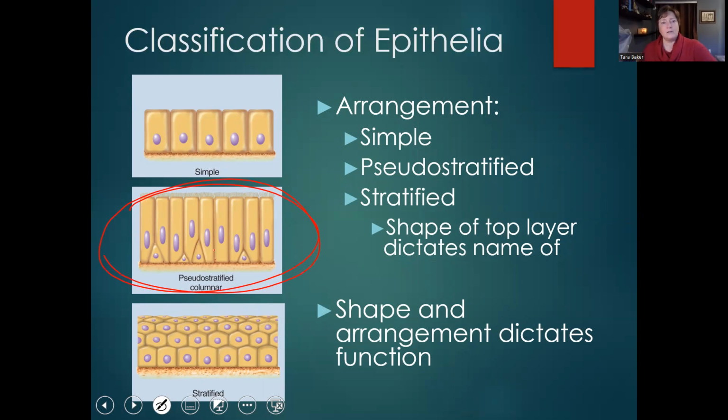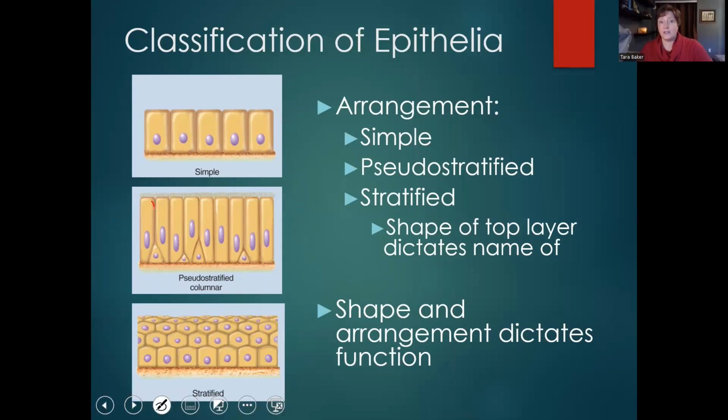Every cell here, every columnar cell is attached to the basement membrane. Some of the cells don't look columnar, but they don't stretch all the way up. So it looks like with pseudostratified that we have 2 layers of cells. What we're seeing is this.